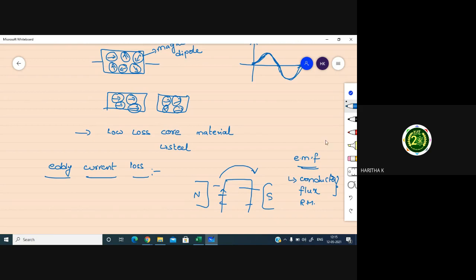So why am I explaining this EMF? To know about eddy current loss. Now you understand how the EMF will be induced. There must be a conductor, flux and relative motion. See, in this motor, we have the flux, the magnetic field is there. And the conductor, your armature, is nothing but the conductor. So the conductor is there. And is there any relative motion between this flux and conductor? Does relative motion exist or not between the flux and conductor?